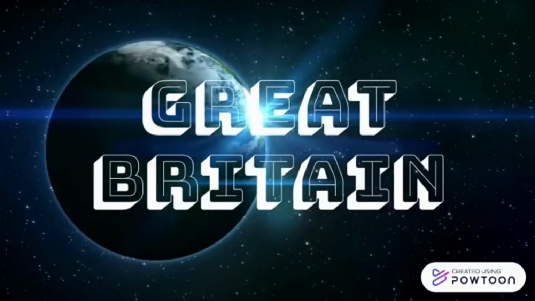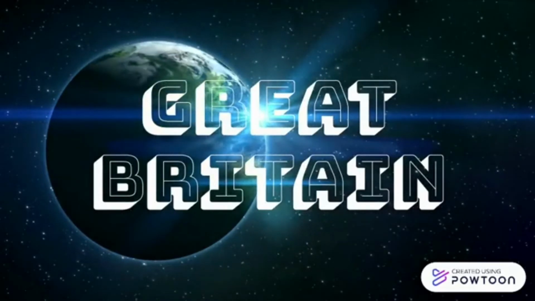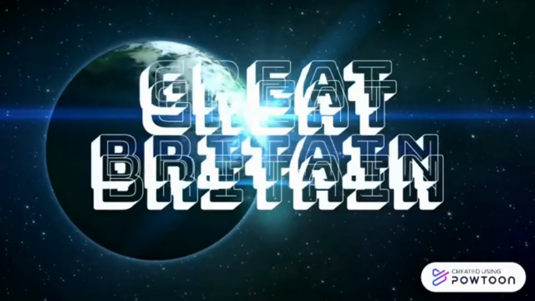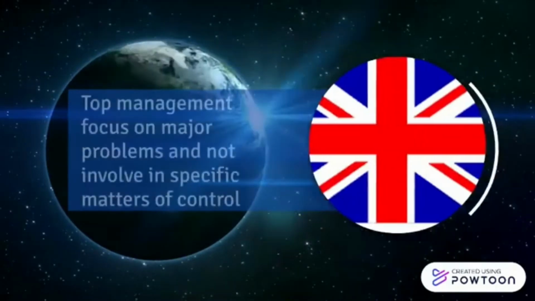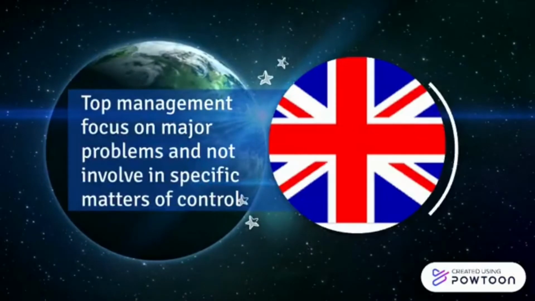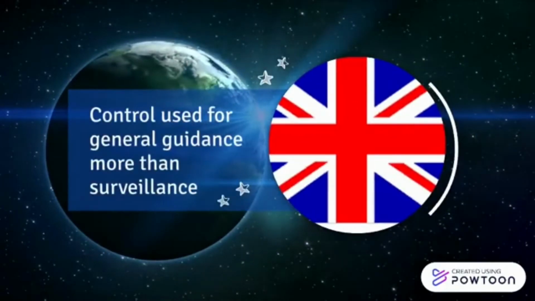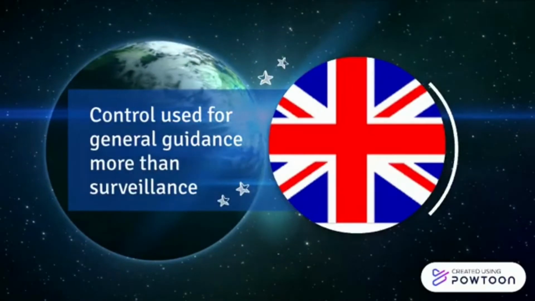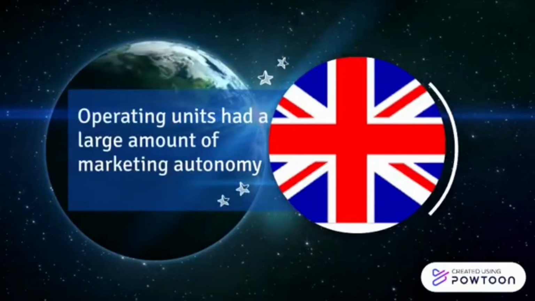MNCs control operations in many different ways, and this often varies considerably from country to country. For example, how Great Britain firms monitor their overseas operations is different from another country or other firms. Firstly, the financial records that they use are sophisticated and heavily emphasized. Next, top management only focuses on major problem areas and is not involved in specific methods of control. Control is used by Great Britain more for general guidance than for surveillance. For example, nowadays with COVID-19 cases, the company gives good practice to their employees to prevent the virus from spreading in their workplace. For their operating units, they have a large amount of marketing autonomy.